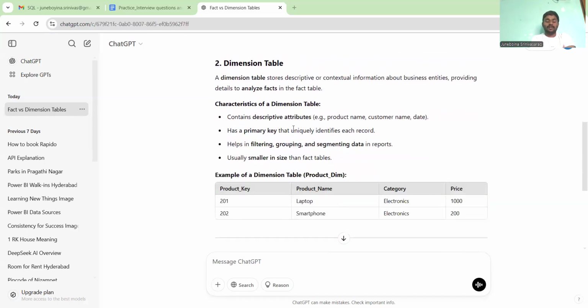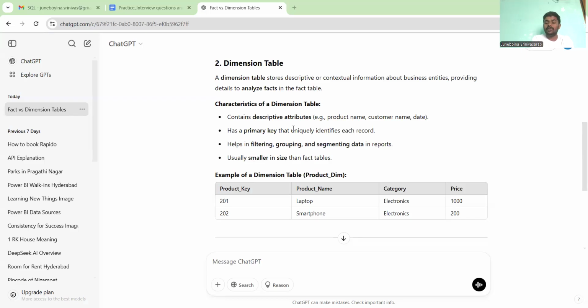Dimension table. A dimension table stores descriptive or contextual information about business entities, providing details to analyze facts in the fact table. A dimension table is used to store descriptive or contextual information about business entities. It provides details to analyze facts in the fact table. So dimension tables are mainly used to analyze the facts in the fact table.